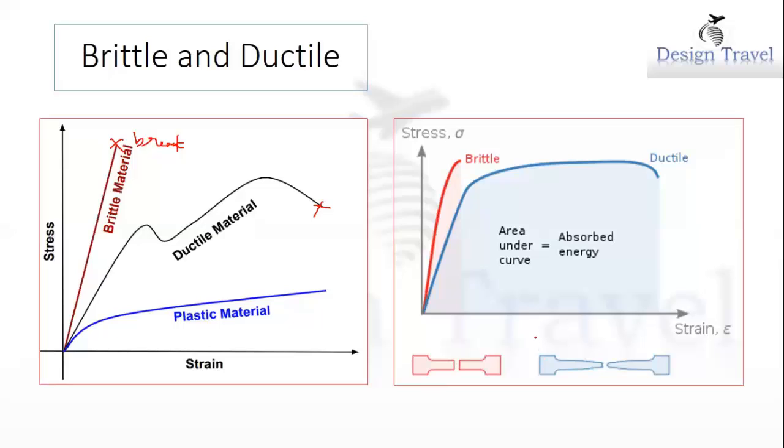But the ductile material breaks at the last, which means it takes some time to break. Whatever area is covered here is absorbed energy. This blue color indicates the fully absorbed energy, the area under the curve, this part. Similarly for brittle, this part. So the area covered is nothing but the absorbed energy, and this larger area is for the ductile material. Hope you understood the stress strain curve.